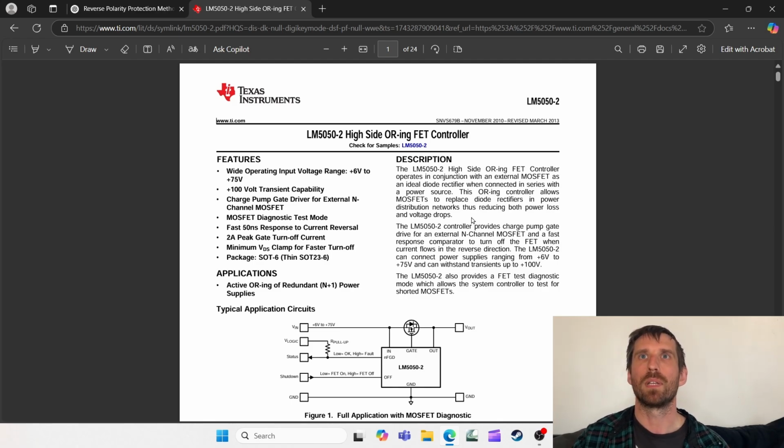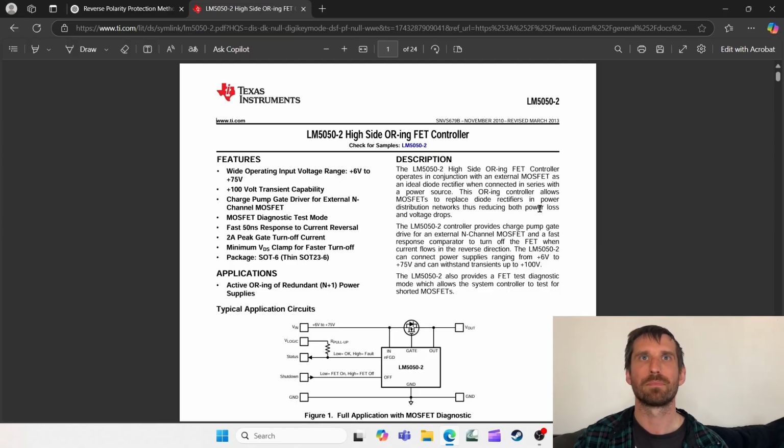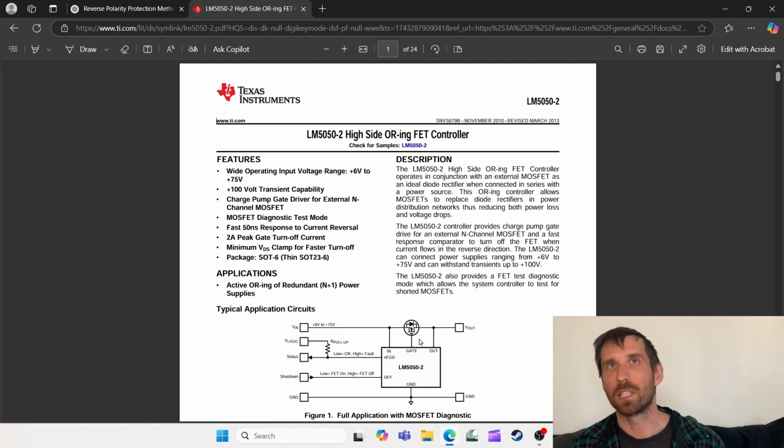Oh, and we use it to replace diode rectifiers. Don't get hung up on the word rectifier. Diode. And power distribution networks, thus reducing power loss. And these can have a high range, but you've got to spec your MOSFET correctly. So 2 amp peak gate drive current, excellent. So these things are good.